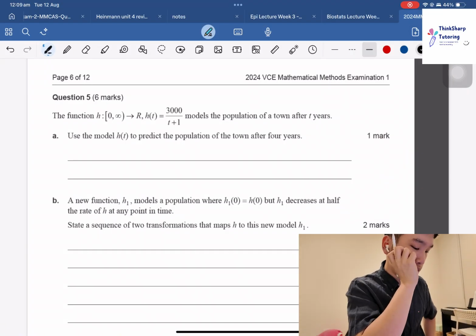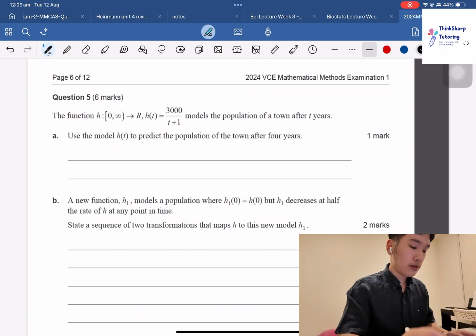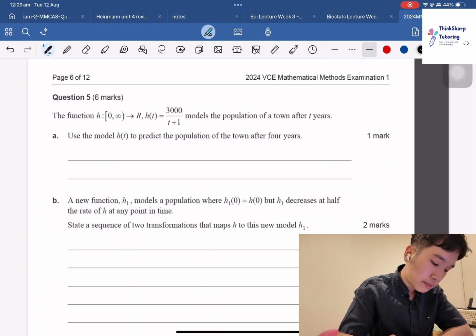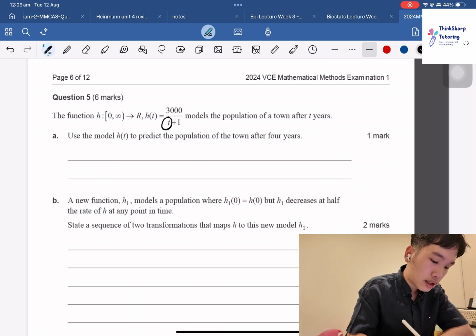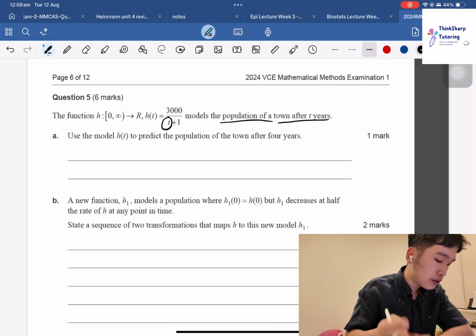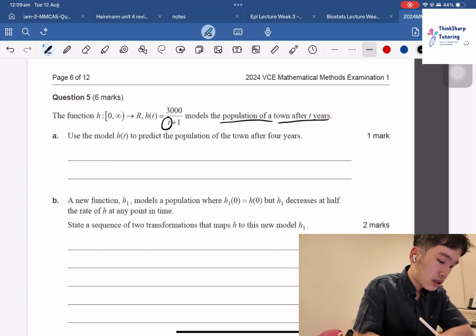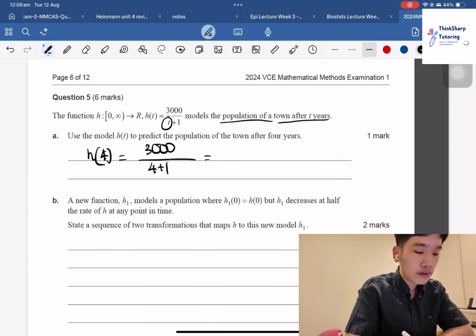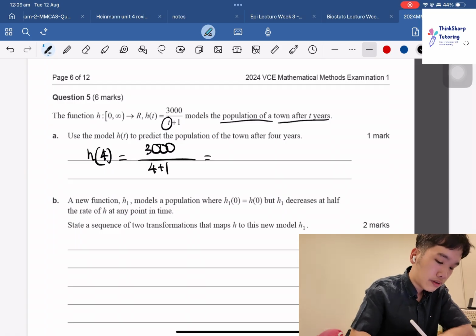So question 5. Question 5 is also a reciprocal function, but this is sort of an application question to predict the population of a town after 4 years. So we see here h(t) is the population of the town after t years. Obviously if it's 4 years, you sub in t equals 4, right? So h(4) is 3,000 over 4 plus 1. So 4 plus 1 is 5. 3,000 divided by 5 is going to be 600. So 600 people. All right.